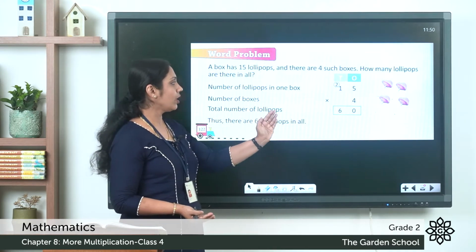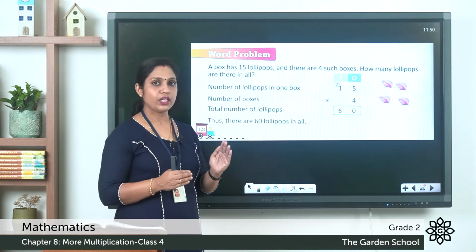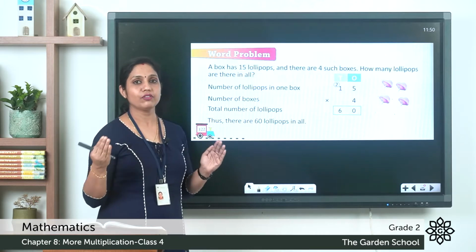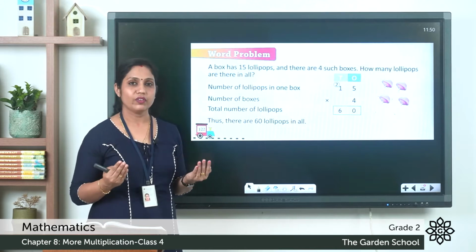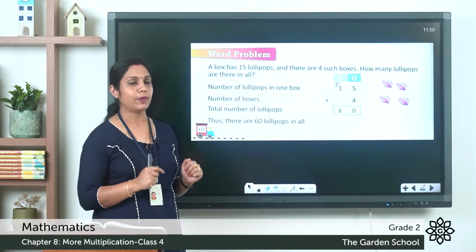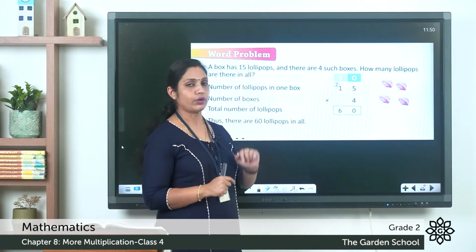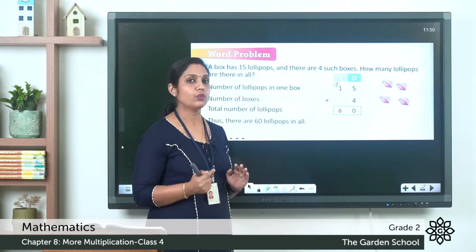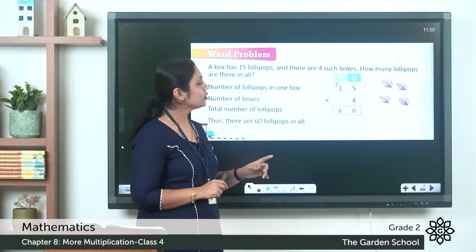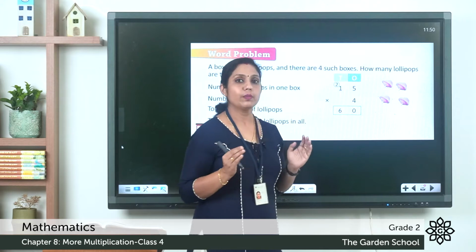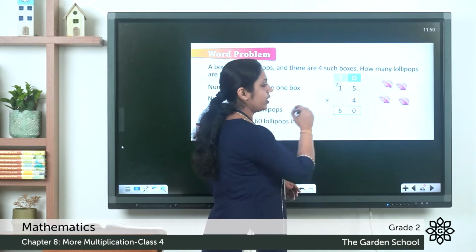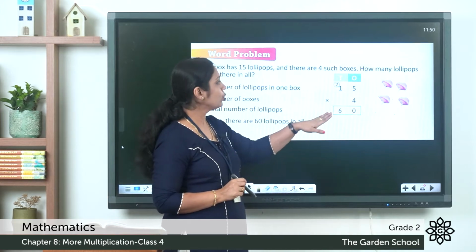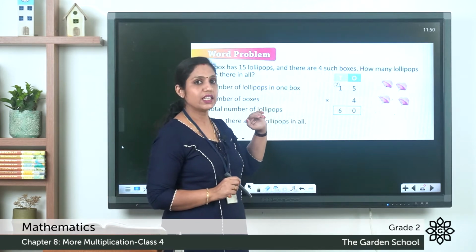And what we have to find out? Total number of lollipops. Just think 15, 15, 15, 15. There are 4 boxes and in each box there are 15. What we have to do? We have to multiply. So 15 into 4. First we have to start with the ones position. So 4 into 5. How much is 4 into 5? 4 5s are 20. 0 right here in the ones place and 2 carry it over to the tens place.